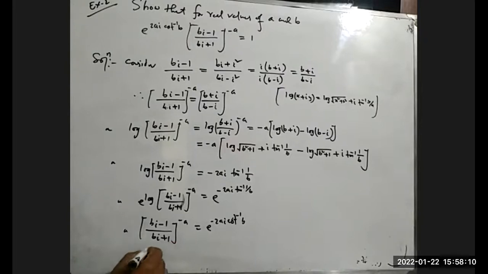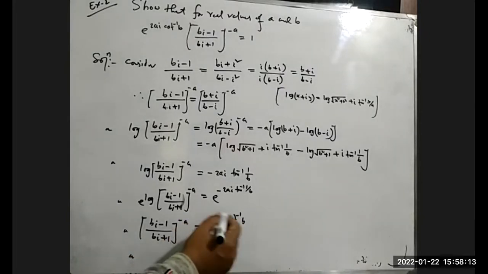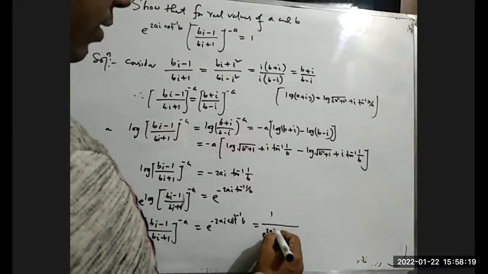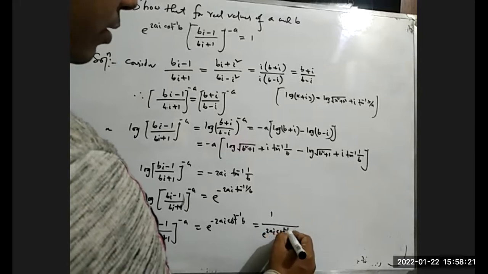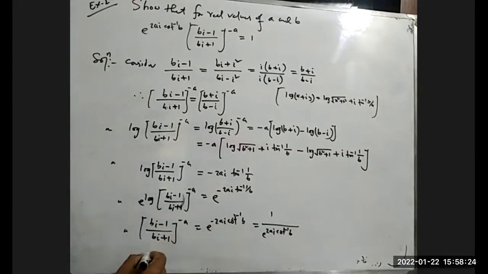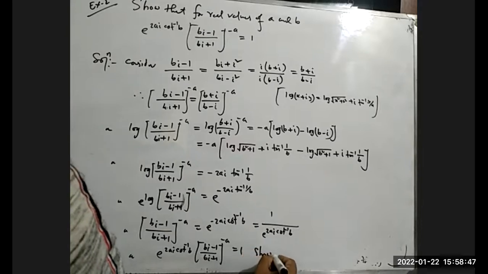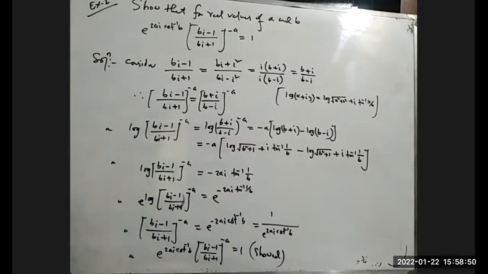Or this can be written as 1 divided by e to the power twice a i cot inverse b. By cross multiplication we can write e to the power twice a i cot inverse b into this whole, bi minus 1 over bi plus 1 to the power minus a, equals 1. This is a short, very easy relation.